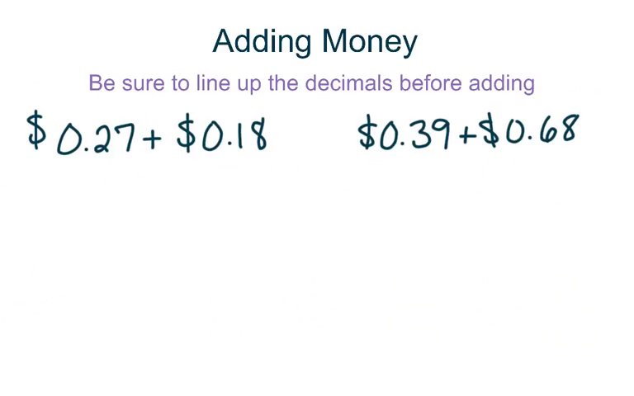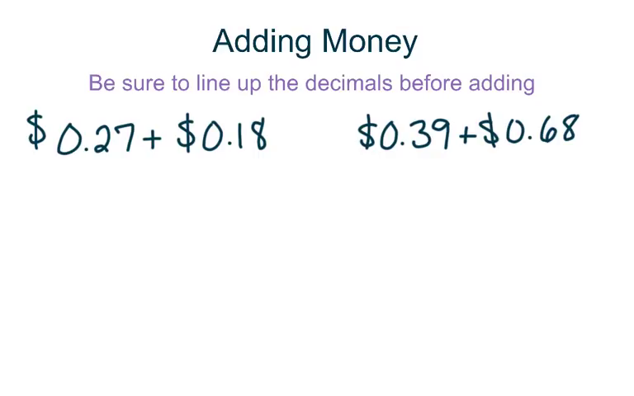Let's take a look at adding money. When we're adding money, we need to make sure we line up our decimal before adding. So with fractions, we needed to make sure that our denominators were the same. With our decimals, we need to make sure that our decimals are lined up. Now, what does that mean?